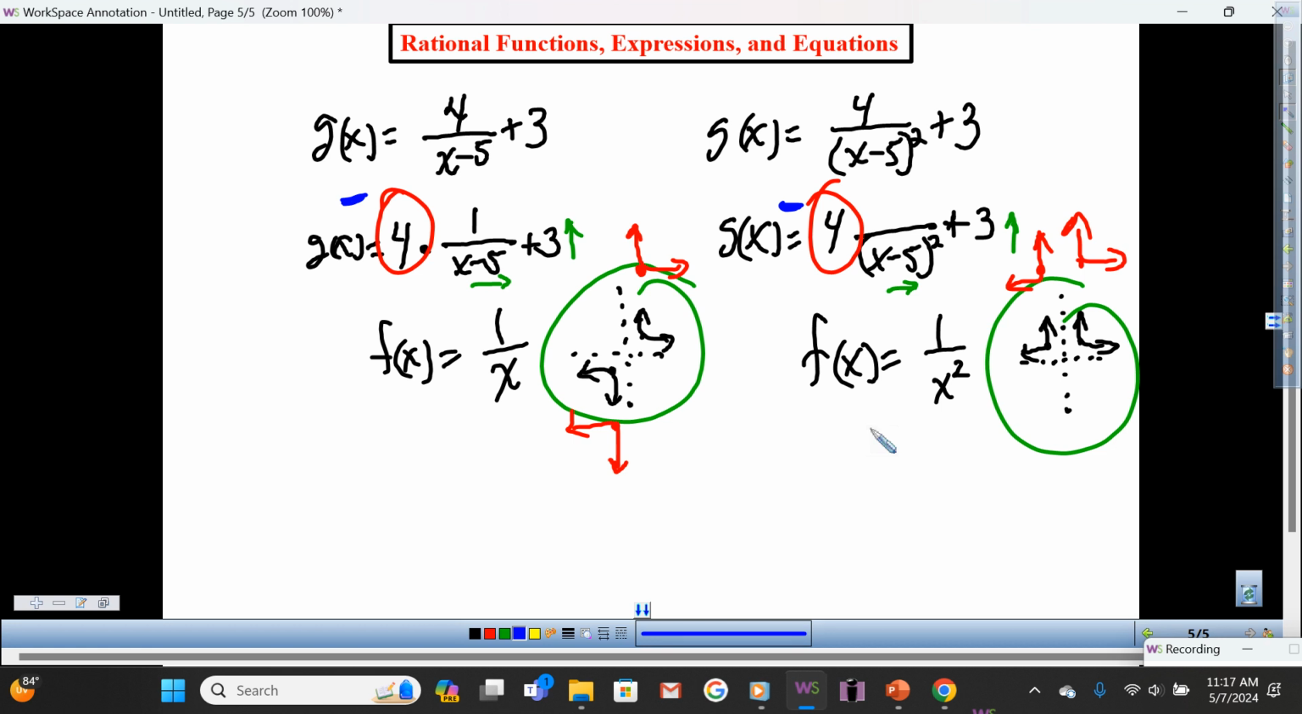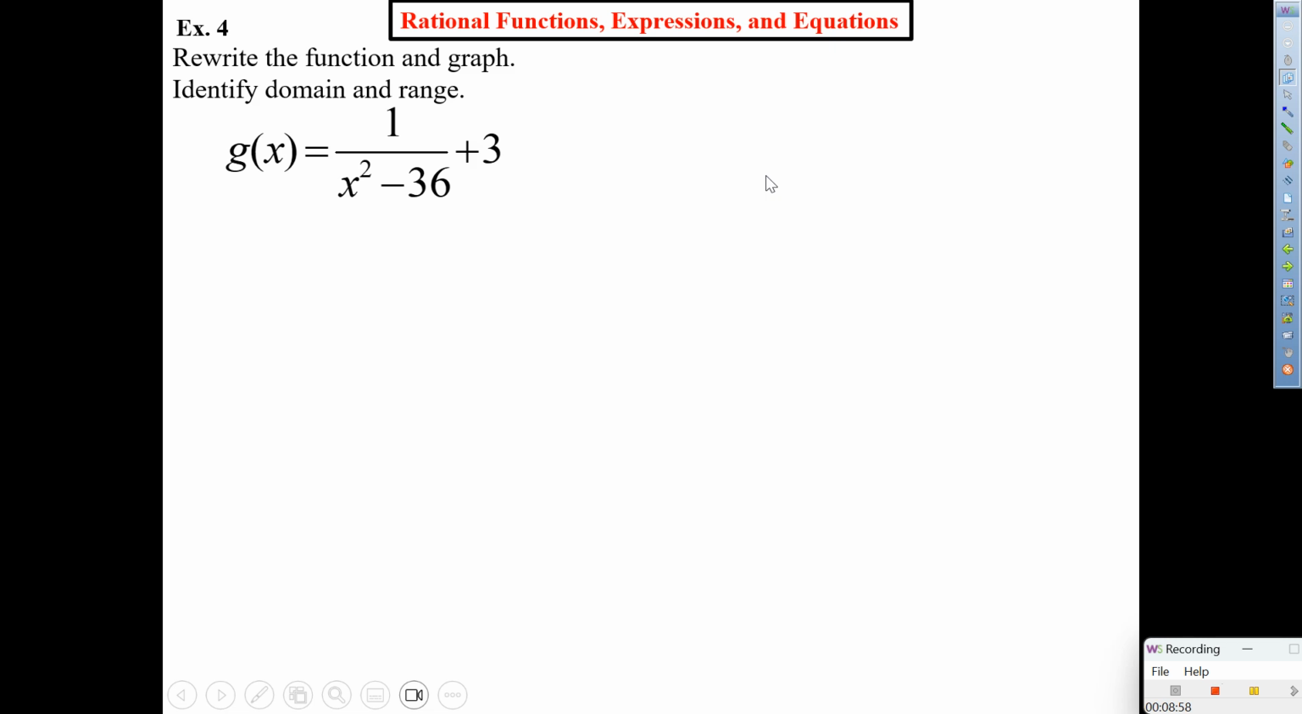Because for tonight's homework, I don't want you to graph me the parent function anymore. I just want you to graph me the actual transformation. Okay? However, we're done with the easy one. Yeah? Copy this one, please. Example number 4. g of x equals 1 over x squared minus 36 plus 3. Just copy it. I'm going to go over this one completely so you guys can see what I'm talking about. Okay?